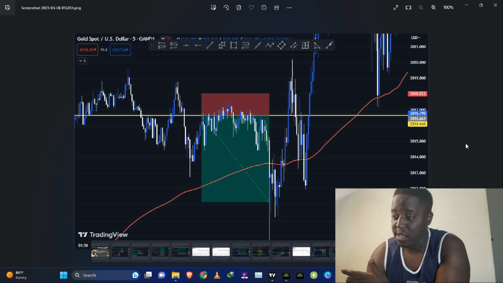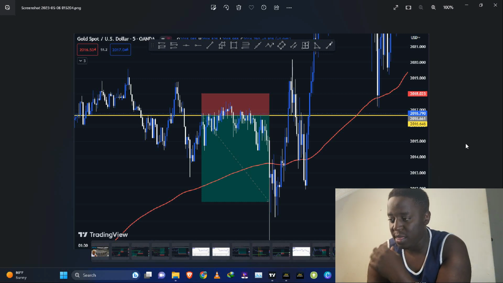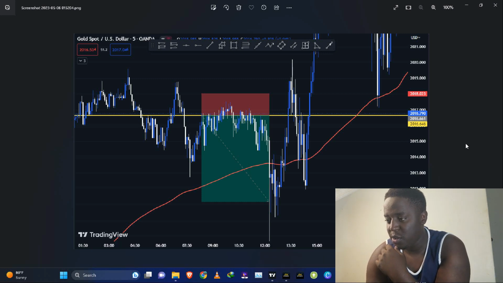So this is the trade that I took. I took it on the 3rd of May. It was a simple trade. One of my rules is not to trade against the trend, and as you can see, I was kind of trading against the trend, but I'm going to explain exactly why I did so. So let's get into the chart immediately.